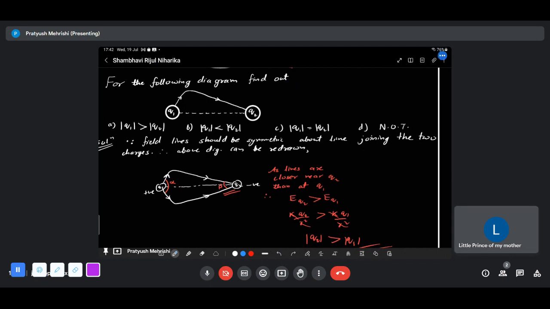We can first solve it like this, complete the diagram, and then we can compare. Because of a property we have studied, that electric lines of force must be symmetric about the axis.